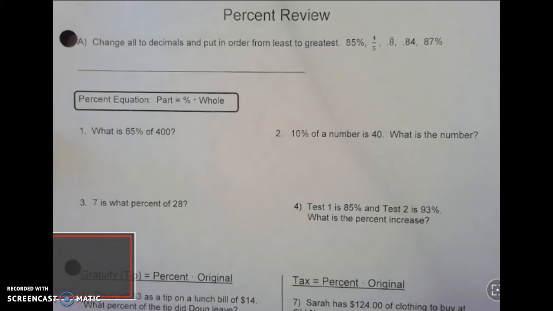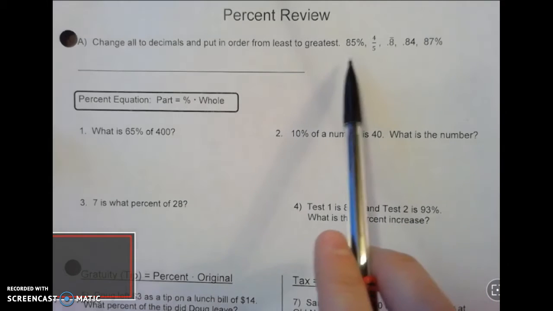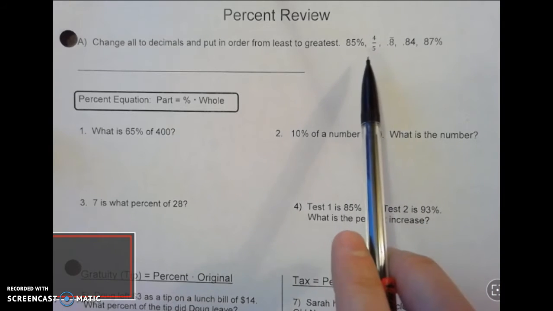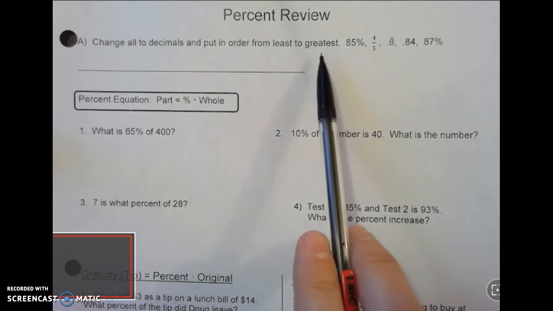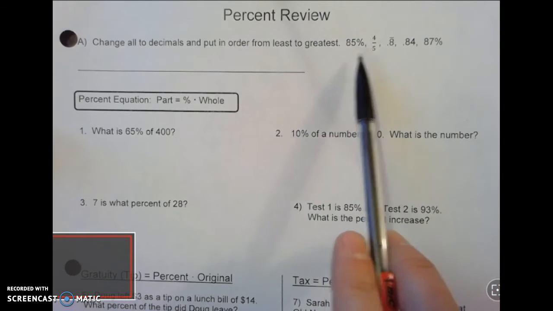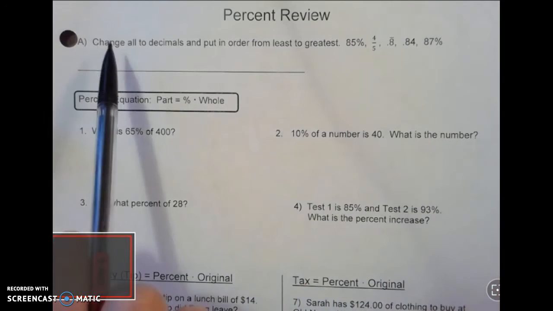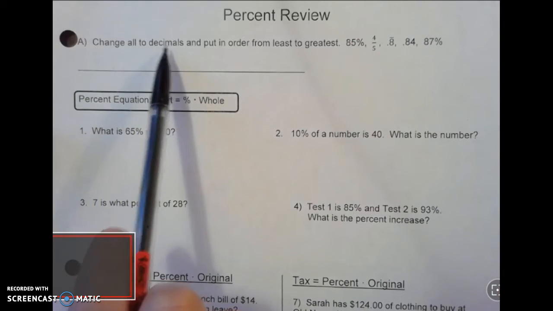Today you're going to review percentages, and we're going to start off by remembering how we convert between fractions, decimals, and percentages here in question A. What we want to do with this list, we have a mixture of fractions, decimals, and percentages, and I want to put this in order from least to greatest, but in order to be able to do that, I need them all to be in the same form. And the question here says to change everything into decimals.